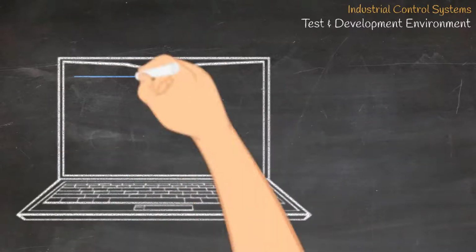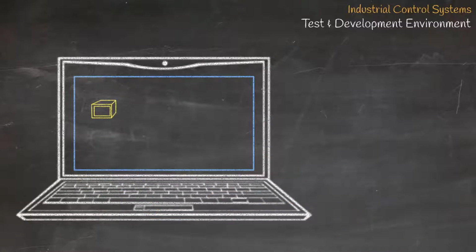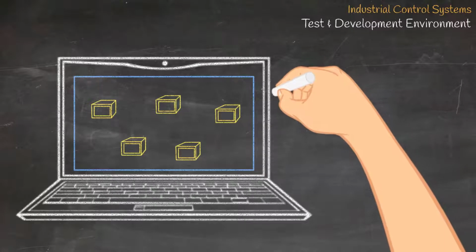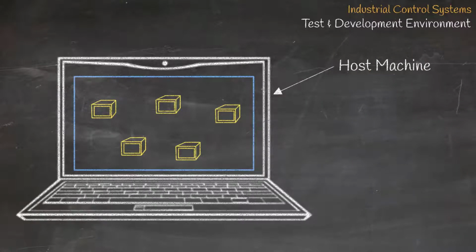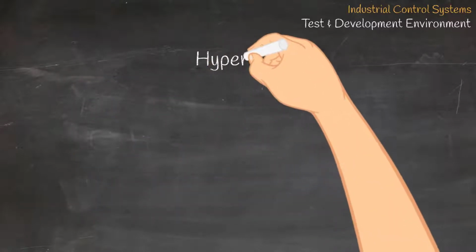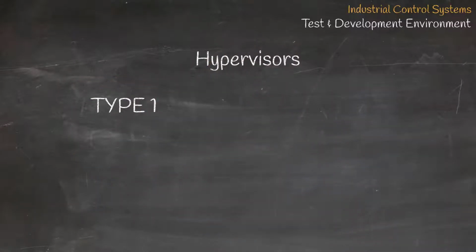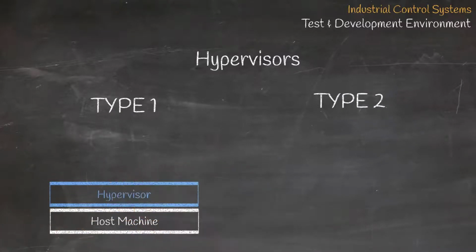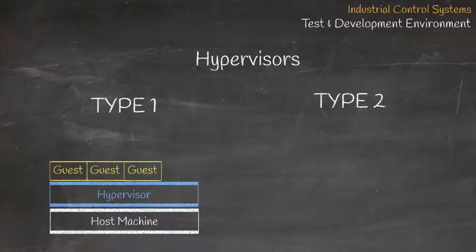A hypervisor is a software that allows us to run virtual machines. The computer that runs the hypervisor is called the host machine, while the virtual machines are referred to as guests. There are two types of hypervisors, Type 1 and Type 2. Type 1 hypervisors are installed directly on the host machine and provide the platform to create and run virtual machines.